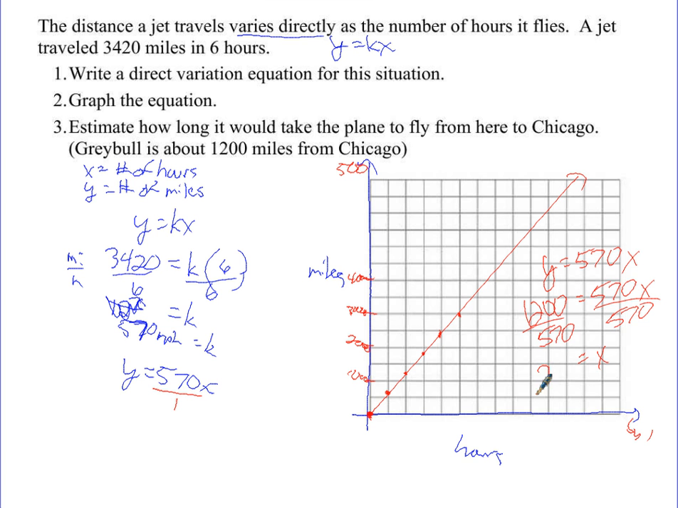What are the units? Miles per hour? Hours. x is hours. So our units here are 2.1 hours. So it only takes 2.1 hours to fly from Chicago to Grable.